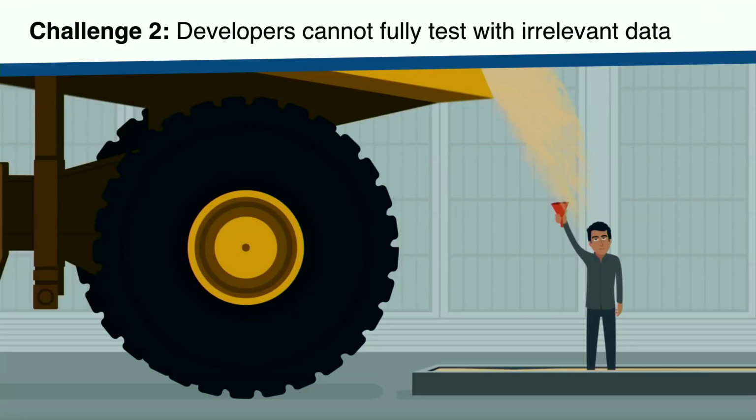If you're testing with irrelevant data, you're not going to get true tests. So you wind up with the tests passing, you think everything's good, you push it into production, and now you're going to find a problem because that data wasn't good.